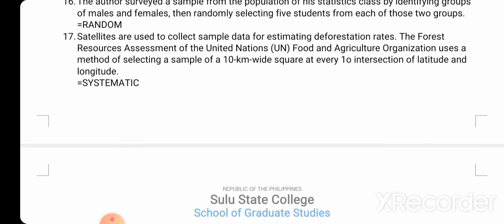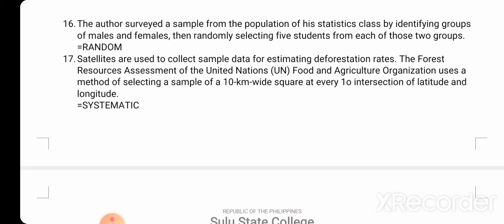And by the way, systematic sampling selects some starting point, then selects every 10th or 50th element in the population. So that is systematic. So that's why for number 17, my answer is systematic.